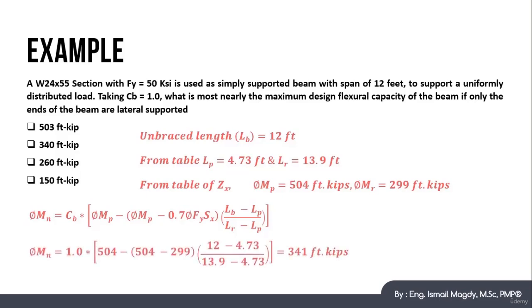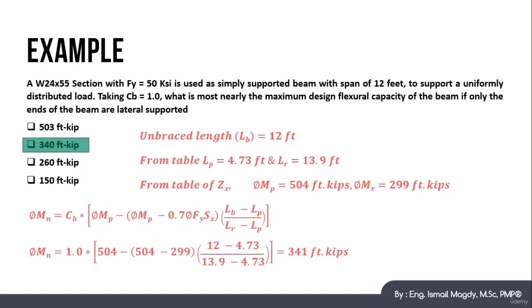So this equation is going to be 1 multiplied by (504 minus (504 minus 299)), all multiplied by (12 minus 4.73) over (13.9 minus 4.73). This is going to equal 341 feet-kips, which is the second answer here, which is 340 feet-kips. This is using the equations and using the tables.